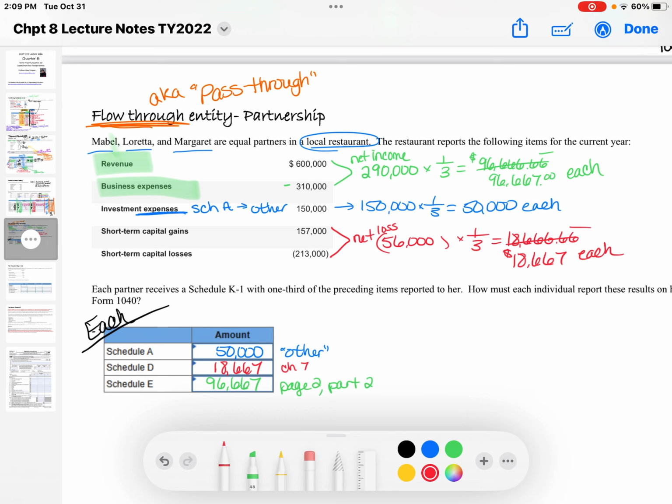This is what a pass-through or flow-through entity looks like. It doesn't pay its own taxes alone by itself. Instead, each category, each amount is figured out on the tax return, and K1s are given to each person. So Mabel would have one, Loretta would have one, and Margaret would have one. It's similar to everyone getting a W-2. And then they take that, they give it to their tax preparer, and they make sure that, hey, this, and this are included on my tax return in the right schedules in the right areas.